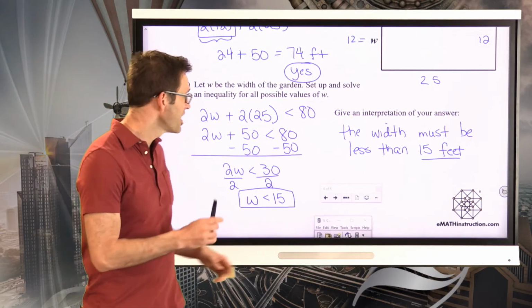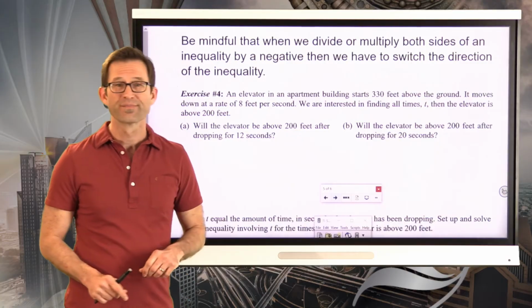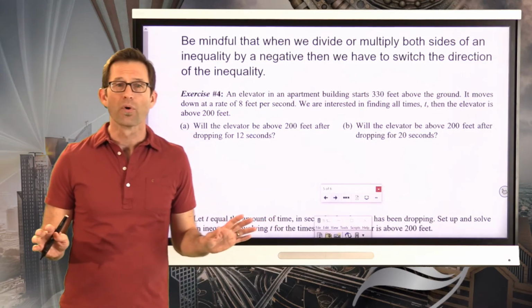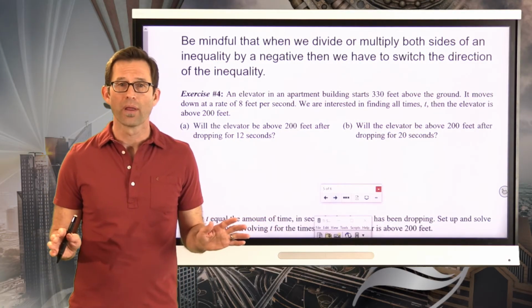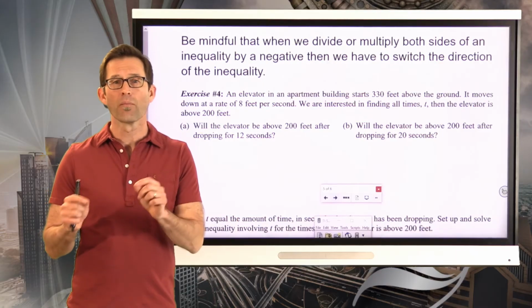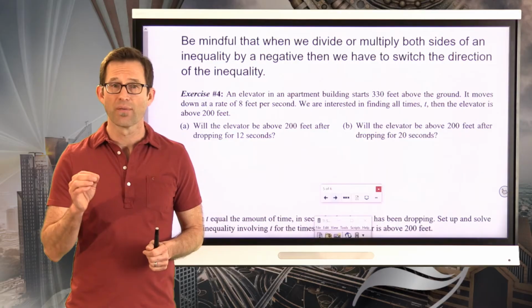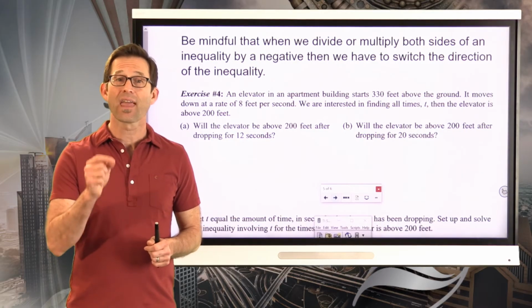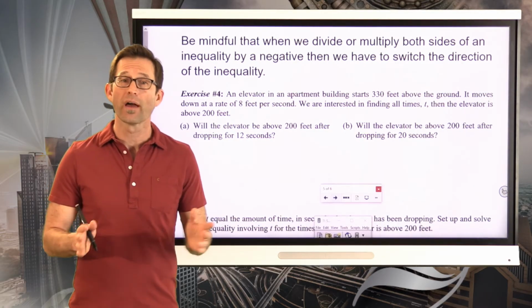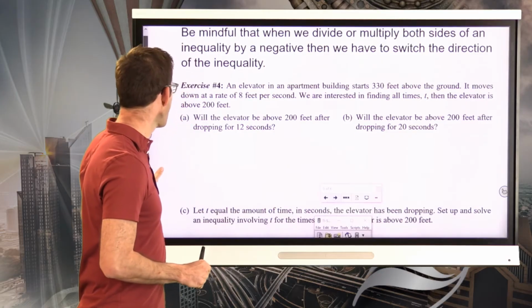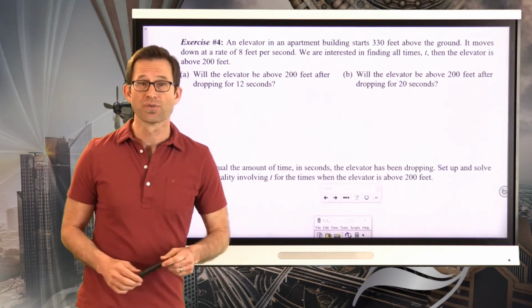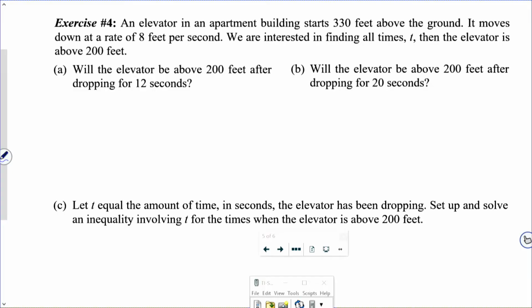All right, let's take a look at one more problem. Now, remember that special inequality property. Be mindful that if we divide or multiply both sides of an inequality by a negative, then we have to switch the direction of the inequality. And yes, this can actually come up in real life problems. So let's take a look at how that plays out in exercise number 4. An elevator in an apartment building starts 330 feet above the ground.